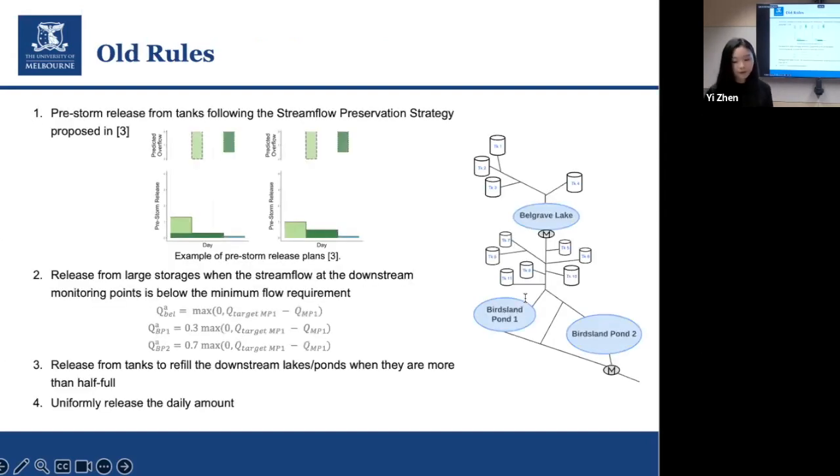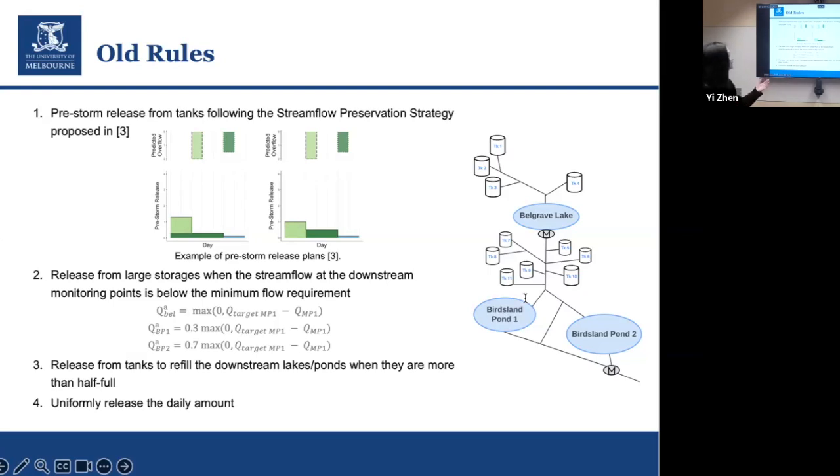So to do so, let's first take a look at the current rules. In the current rules, we first perform the pre-storm releases from the tanks. This is basically trying to create more room in the storages available before the storm hits so that we can reduce the overflow from the tanks when the rain comes. And the amount of pre-storm release from tanks is determined following the streamflow preservation strategy proposed in Shi's paper. I think she is online as well.